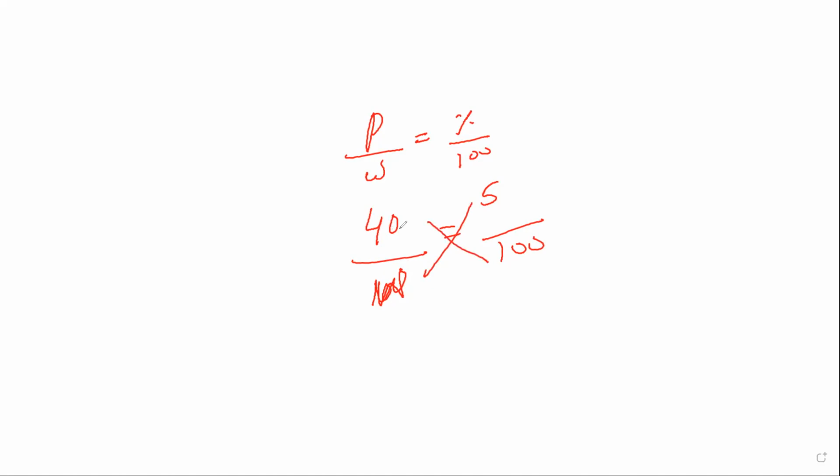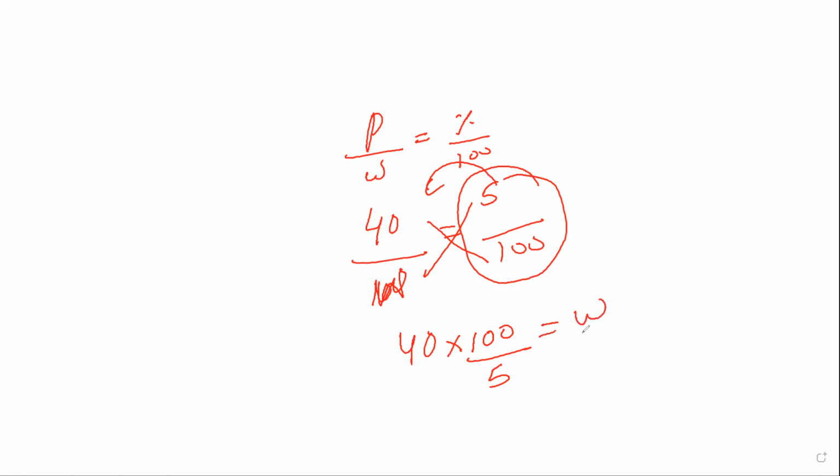So when you send 40, division becomes... it goes up and becomes... Or simply remember the fraction flips when it goes to the other side. Can you remember this? 40 times 100, this division becomes multiplication and multiplication becomes division. It goes W like that. So you have 4,000 over 5. So you have 800.